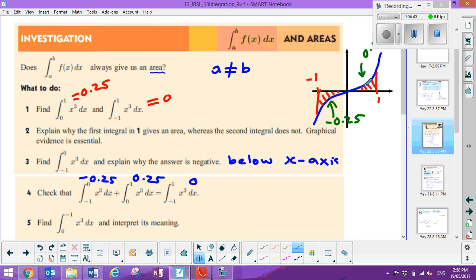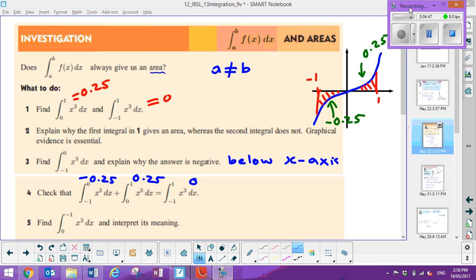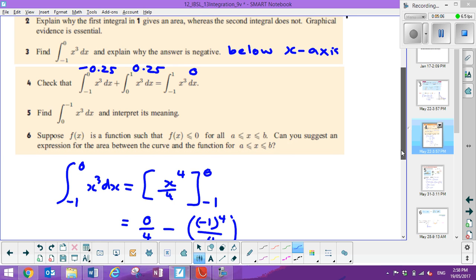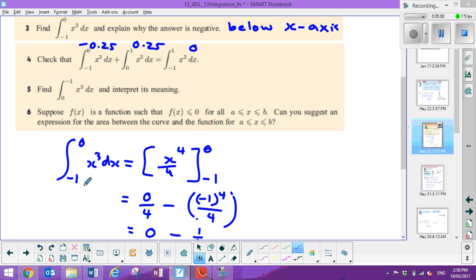Depending how you've thought about it, this area comes out at 0.25, and you should be able to work that out from around here. The integral of 0 to 1 of x cubed. This is for a later question. The integral of x cubed dx is x to the 4th over 4.